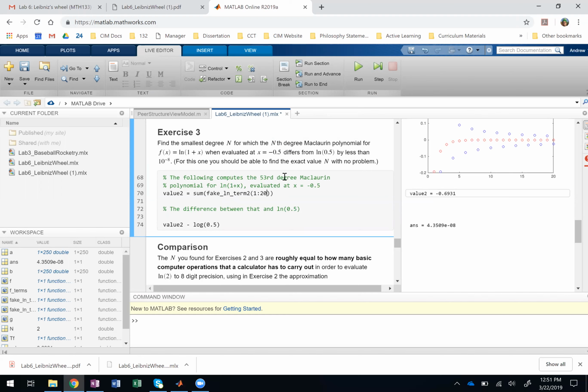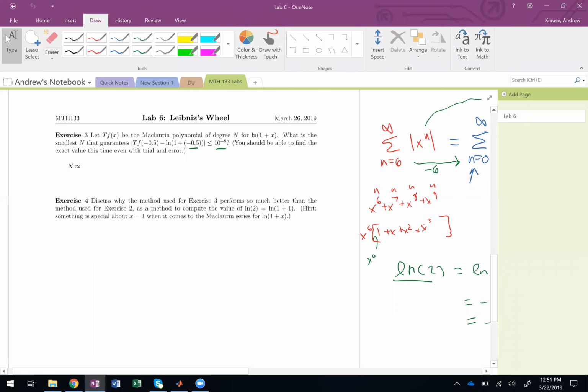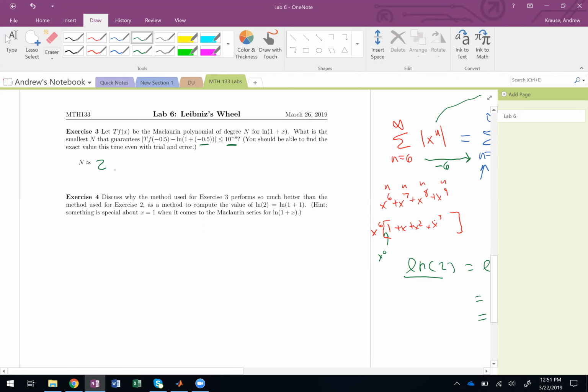So maybe we need to plug in one more term. Does that do it for us? Not quite. Maybe a second term. And okay, then we're under that threshold of 10 to the -8 now. So we only need 22 terms here. And we know it's exactly 22. If we did 21, that was too few. And 22 really gets us right there. So we can say that our exact answer for this exercise 3 is 22 terms of the Taylor polynomial when we plug in -1/2.